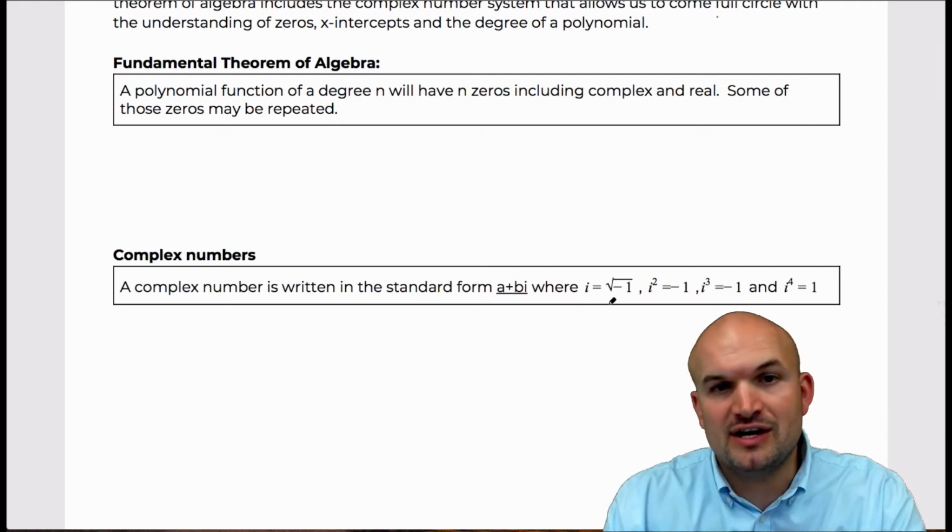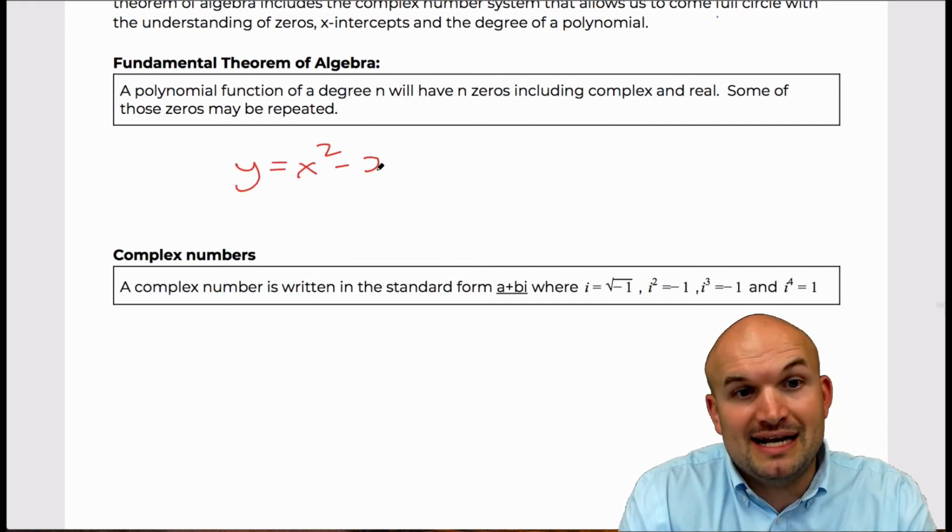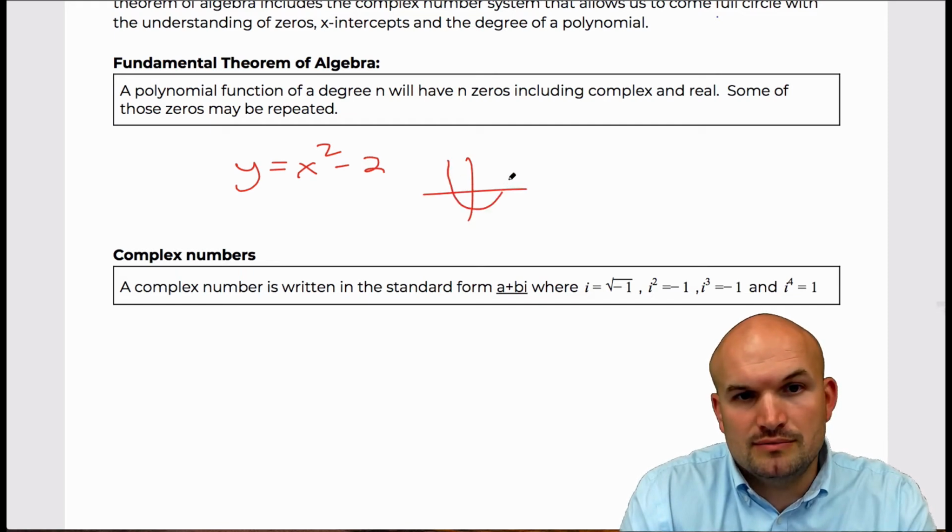And this is very important because when we looked at, for instance, y equals x squared minus 2, that graph was kind of nice. We're like, oh, it has 2 zeros, right? It has 2 x-intercepts. Cool.